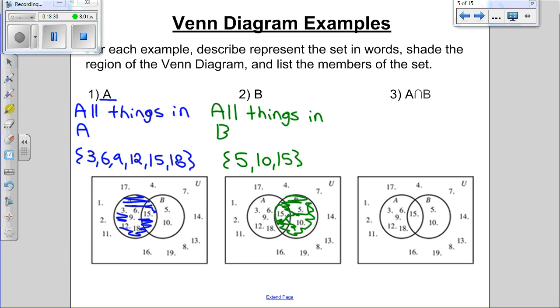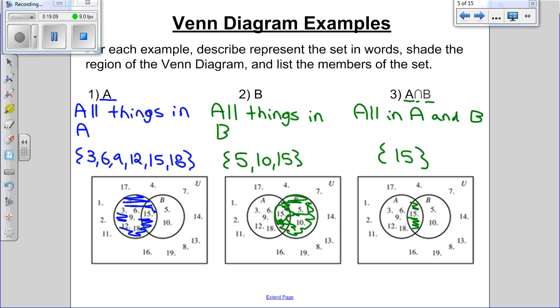All right, question 3. That says all things in A and B. That means things that overlap each other, right? Things that are in both A and B. The only thing that's in there is 15. That's the only item that's in A and it's in B. Think we got a hold on this? Yeah? Okay, the next page has 3 more.